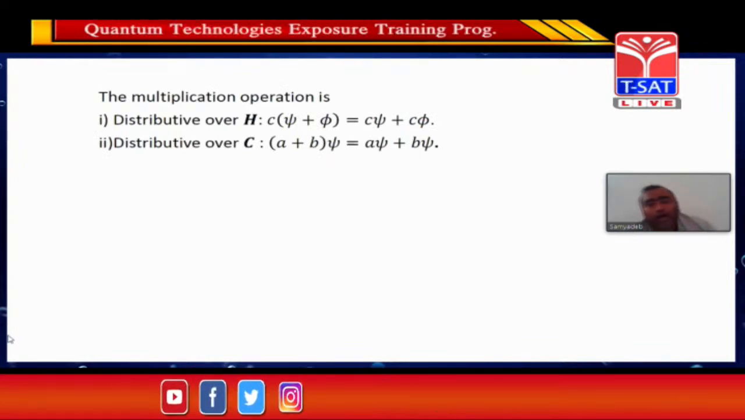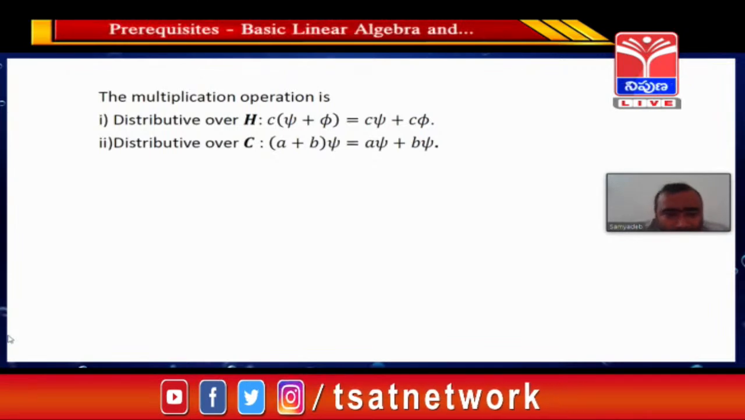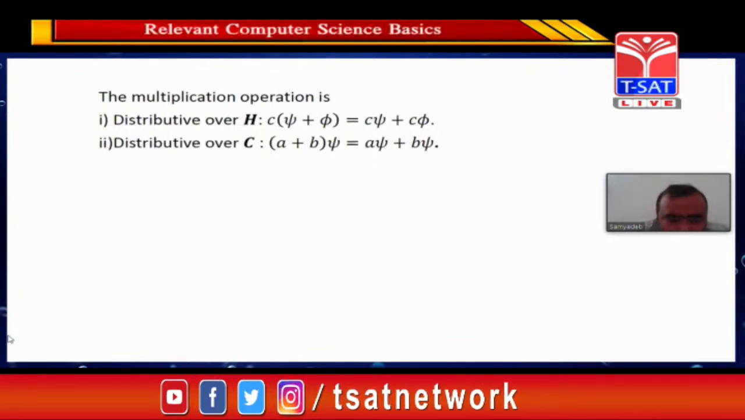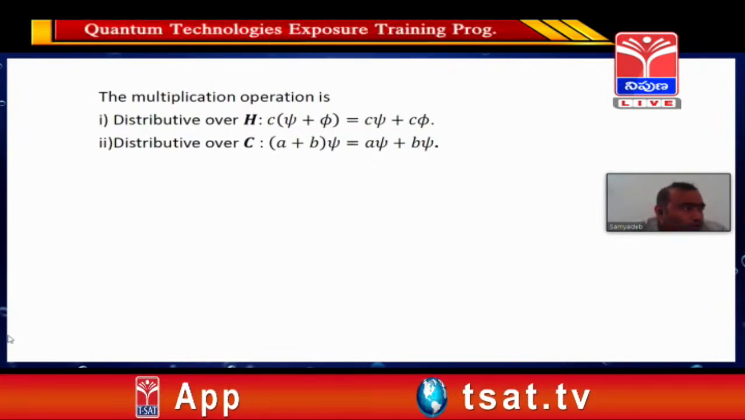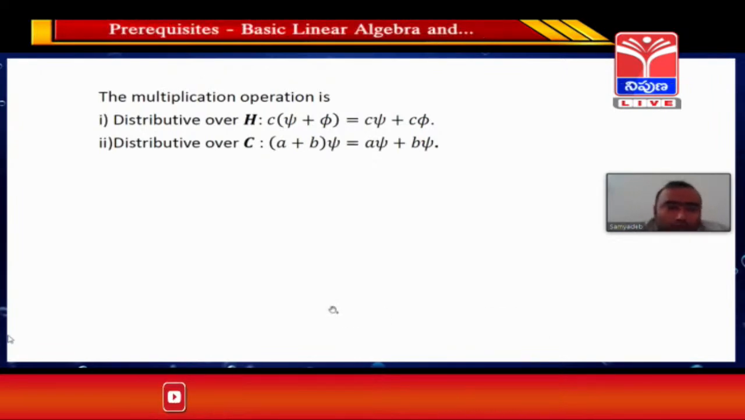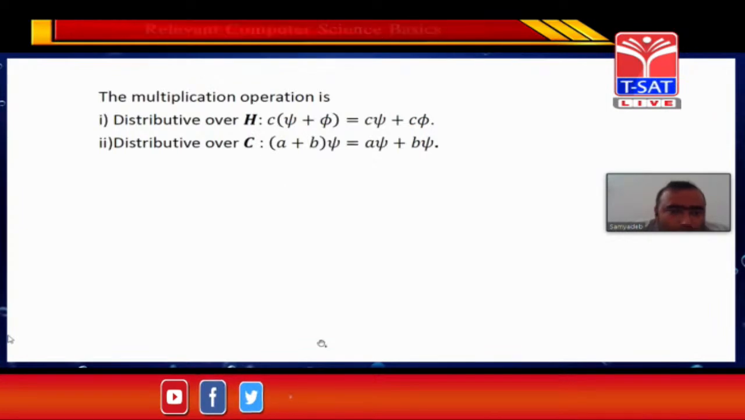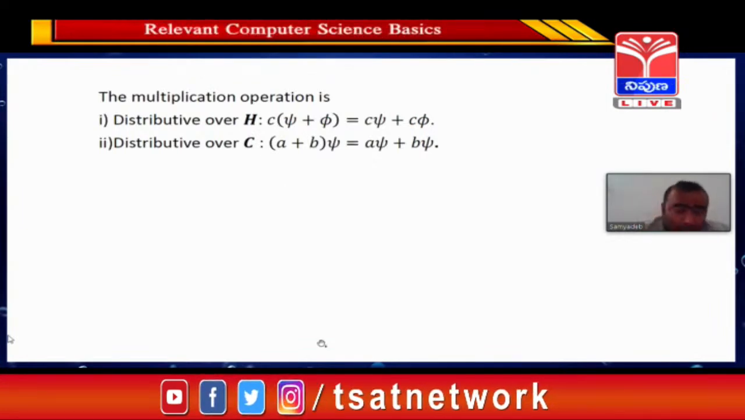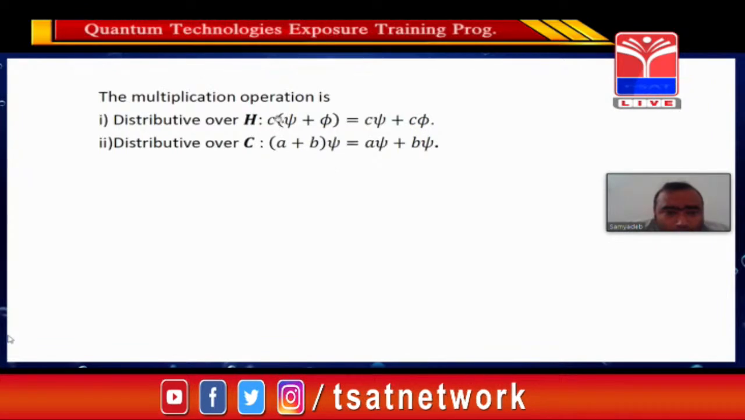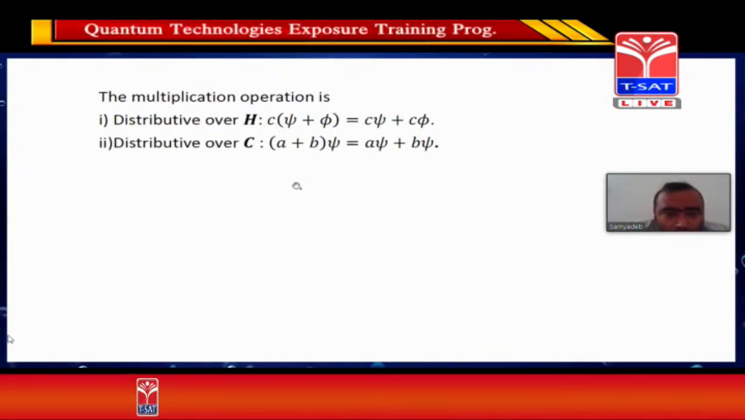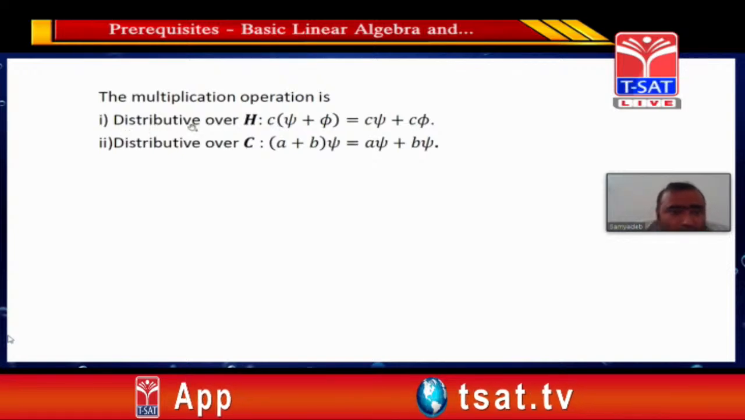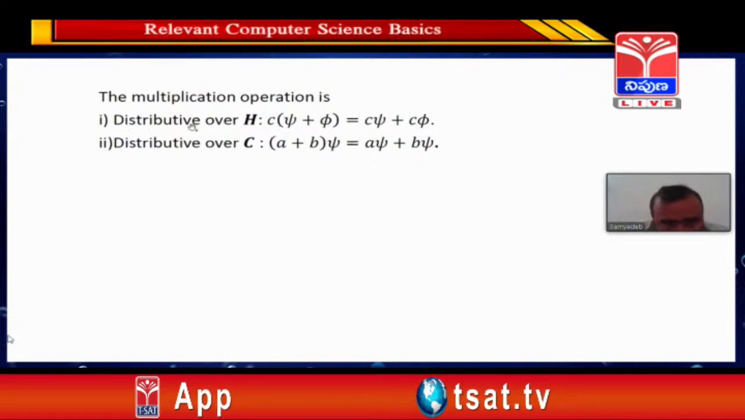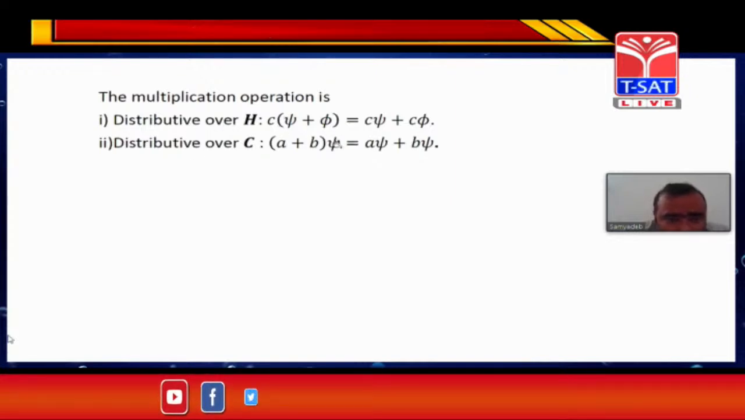So if you multiply a vector with a scalar, scalar means a number. Here, since we are talking about a complex vector space, the number should be a complex number. For example, we multiply a complex number with two vectors xi plus phi. This property is distributive, but distributive in different senses.